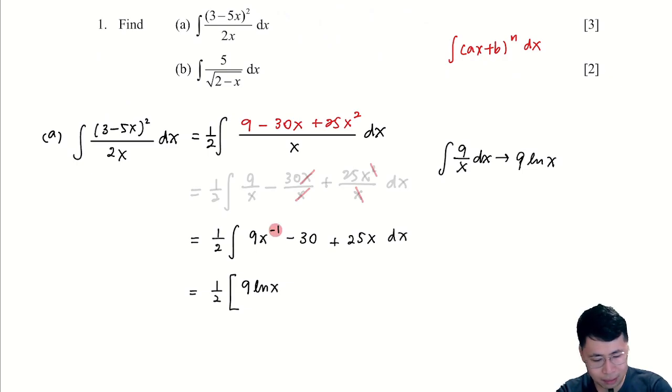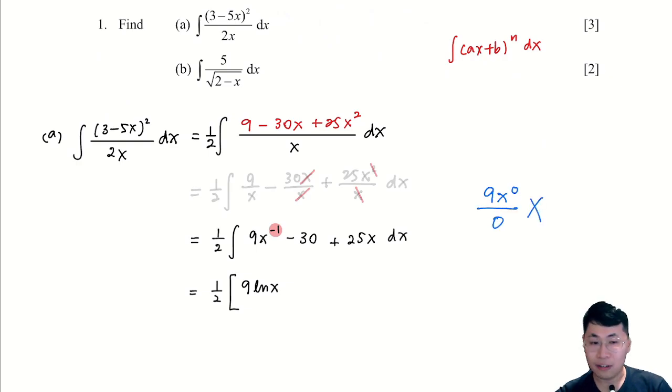Power negative 1, or 9 over x, means that we will integrate to ln x. This one is something that you need to remember. In the lecture we've also explored, if you integrate power negative 1, plus 1 divided by new power, this one cannot work, so we cannot use the power rule to integrate. Something for us to take note.